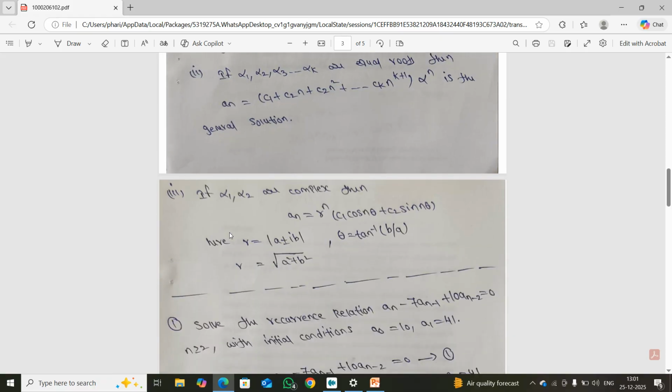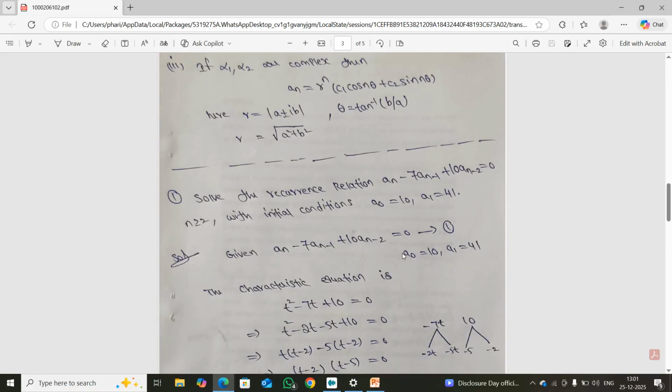The last case is when the roots are complex. If alpha 1, alpha 2 are complex, then a_n = r^n (c1 cos n theta + c2 sin n theta). Here r = |a ± ib|, that is r = square root of a square plus b square. And how to find theta? Theta = tan inverse of b by a.